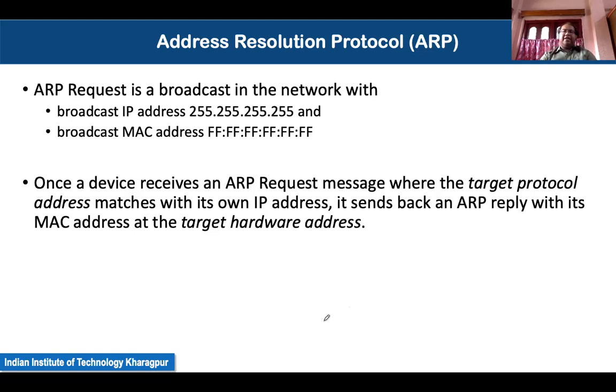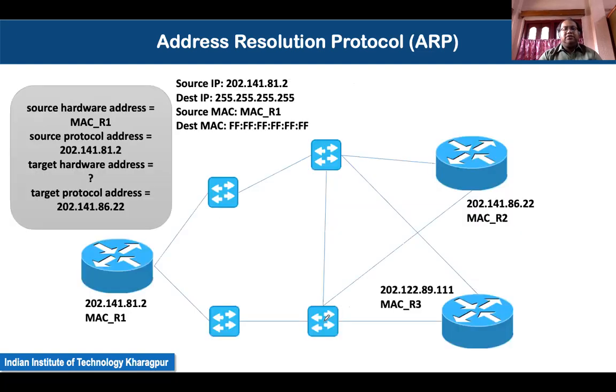Now, this ARP request, it is a broadcast in the network with broadcast IP address, that means 255.255.255.255, and the broadcast MAC address, that is FF:FF:FF:FF:FF:FF, so all ones. Once a device receives an ARP request message where the target protocol address matches with its own IP address, then it sends back an ARP reply with its MAC address as the target hardware address. So here is an example.